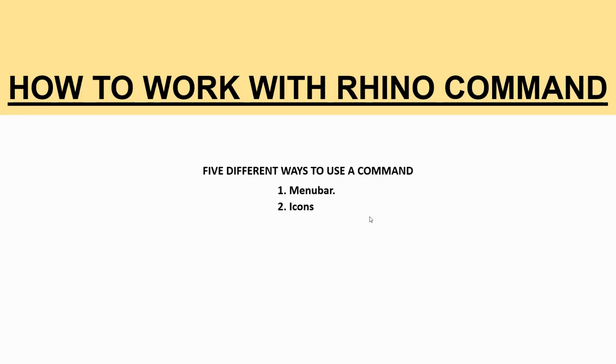The third one is the command line, which is below the menu bar in Rhino. If you have trouble remembering the commands and where they are, you can just type text in this command line and it will list out the commands related to the text you have typed. This way you can use the command in Rhino.